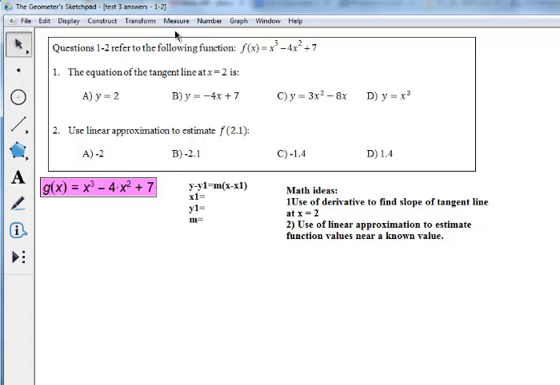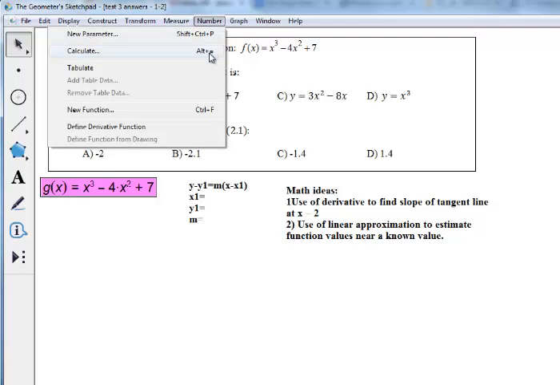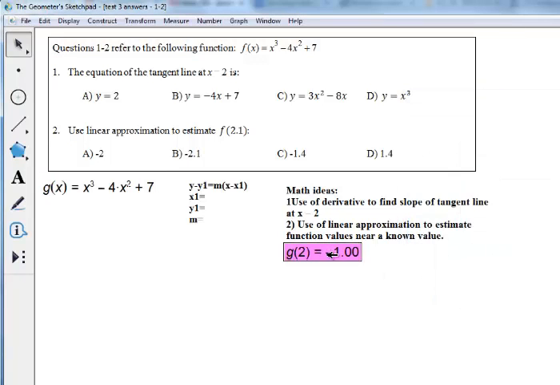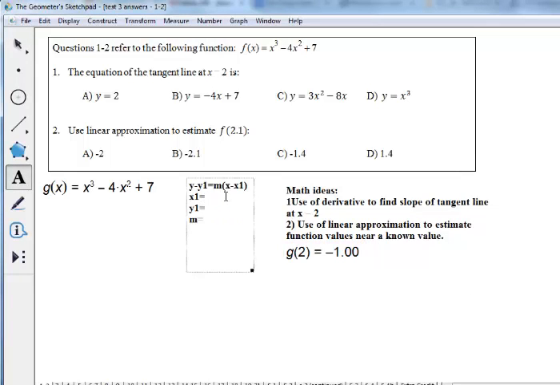Another way to do this is I have the formula here, and I can just say calculate g of 2. Okay, and we get negative 1 as we expected. So that means that the x1 has a value of 2, the y1 has a value of negative 1, and the slope is the value of the tangent at x equals 2. And hopefully you know by now that that comes from taking the derivative and then putting 2 in there.